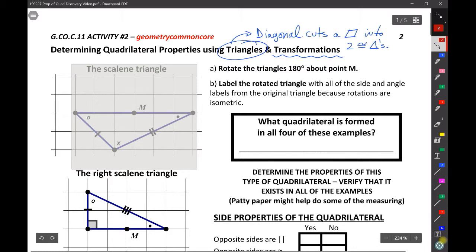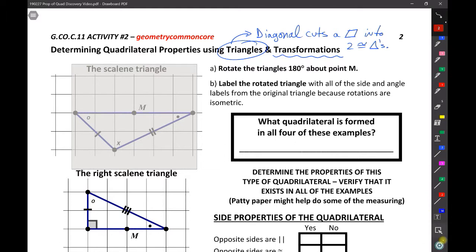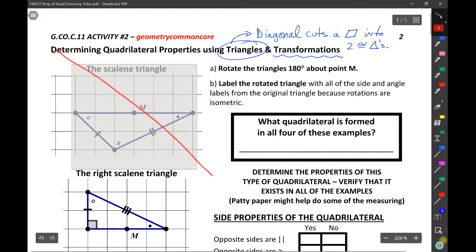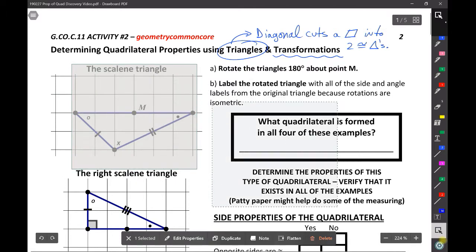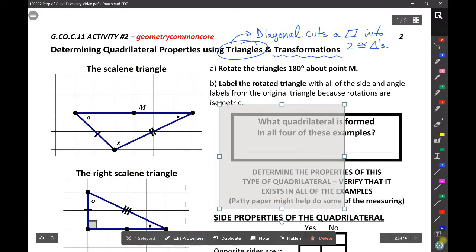And then what you want to do is mark those points and copy that triangle from your patty paper onto your actual paper itself so that you have a parallelogram that's been created out of those congruent triangles. So again, once you've traced your triangle here, this scalene triangle, you should have something that looks like this up here, and then you need to make sure to mark in all the markings.